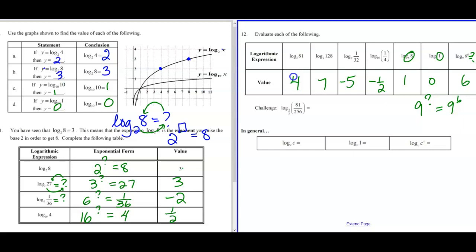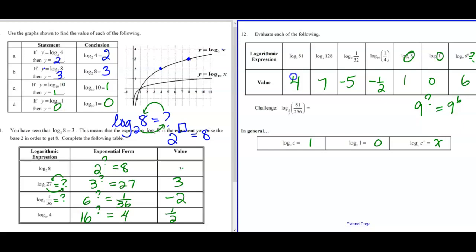Okay, so these are just those sort of common properties. Base is the same as the argument, answer is 1. Argument is 1, answer is 0. The base of the argument and the base of the log are the same, it's whatever the exponent is. Okay.